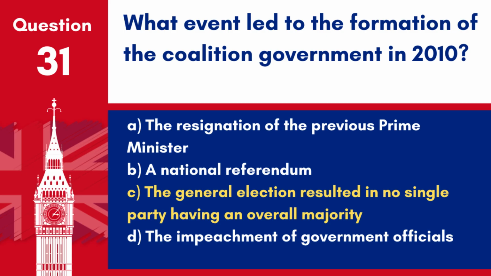Answer. C. The general election resulted in no single party having an overall majority. This outcome led to the formation of a coalition government between the Conservative Party and the Liberal Democrats in 2010.